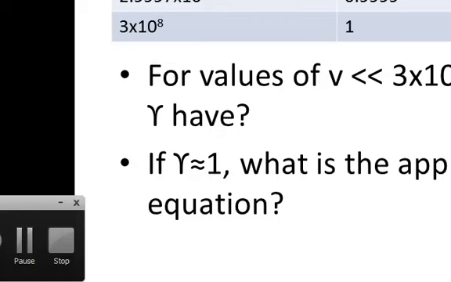except for light itself. Now, one thing that I want you to answer for yourself before you're done with this section is, for values of v much, much less than 3 times 10 to the 8th, much, much less than the speed of light, what value does gamma have approximately? So if you had to make a rough approximation on the back of an envelope, what value could you write down for gamma, assuming that v is much, much less than the speed of light? And in that case, what is the approximate momentum equation?